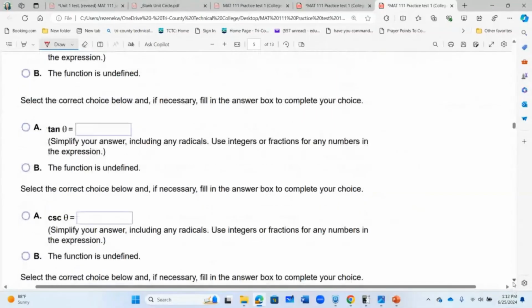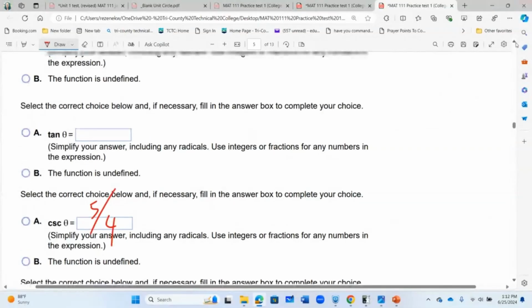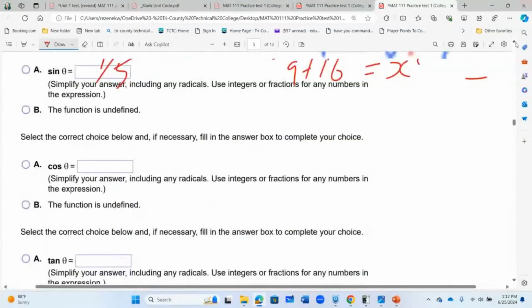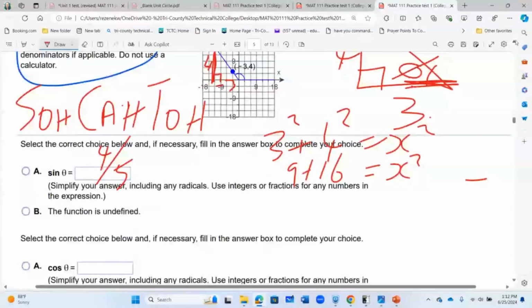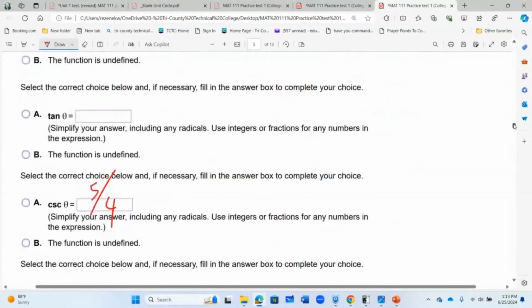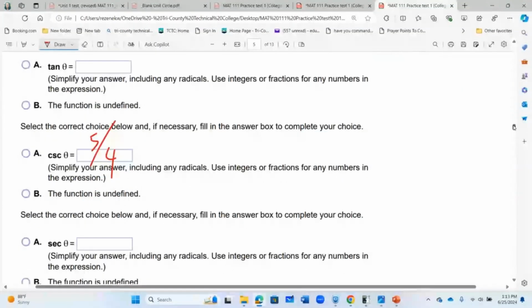Since sine is 5 over 4, cosecant is hypotenuse over adjacent. And then I'm going to go back a little bit and find cosine, and cosine is adjacent over hypotenuse. So 3, adjacent to theta, over hypotenuse. Then I'll go back to wherever the reciprocal of cosine is, which is secant, and I write hypotenuse over adjacent. So it's not a big deal.